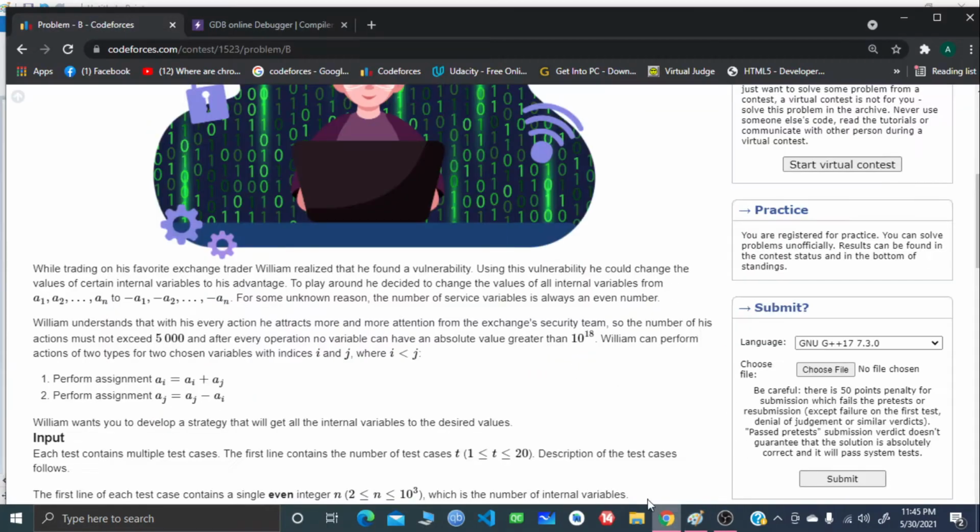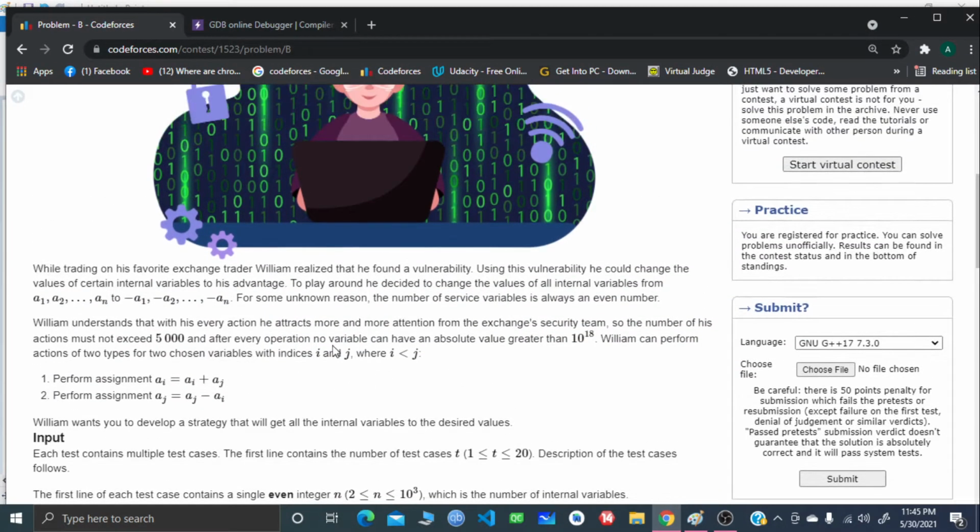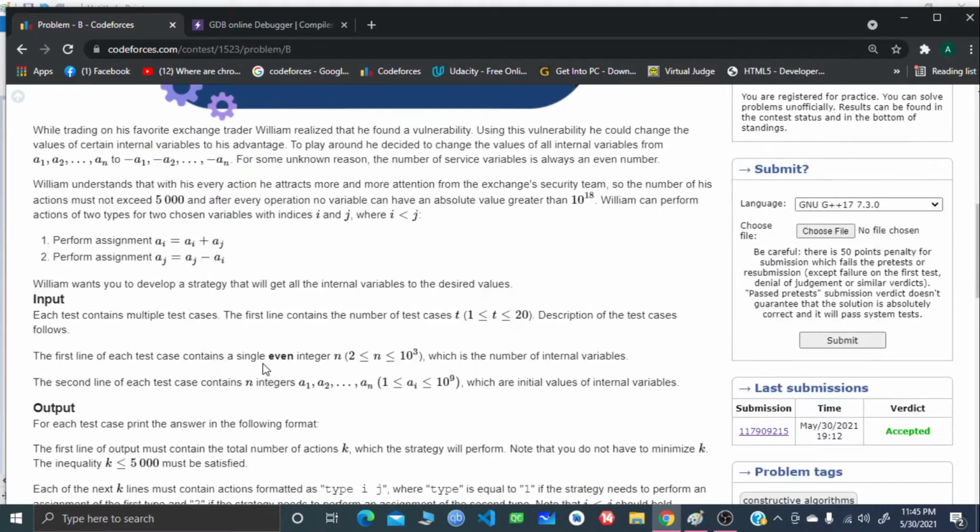And also one thing to notice is that a couple of clues are hidden inside the statement. The first clue is that the total number of values in the input, n, the number of values inside the array, is always going to be even, okay? So an even number of elements. This is a very important thing to notice in order to solve this problem.